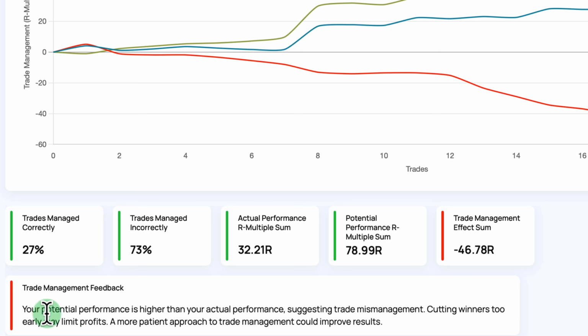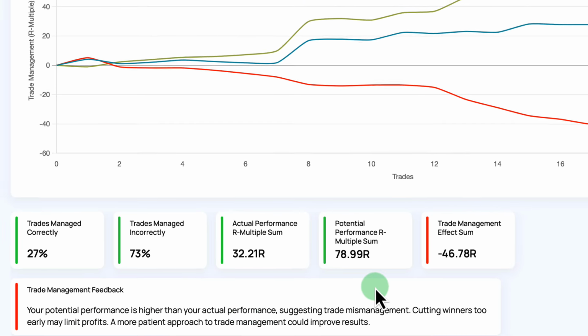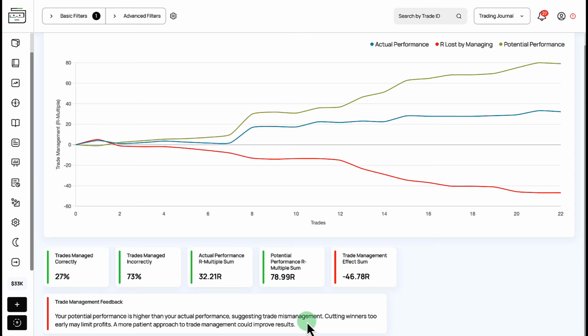And what it says, your potential performance is higher than your actual performance. So potentially the trader could have made more money. And this is suggesting trade mismanagement. And the most common reason for why this is the case and for why traders could potentially make more money, from what we have seen over 10 years of analyzing data, is that traders are most of the time cutting their winners too early, and that way leaving a lot of money on the table, constantly interfering and not being able to let winners play out optimally or as intended.